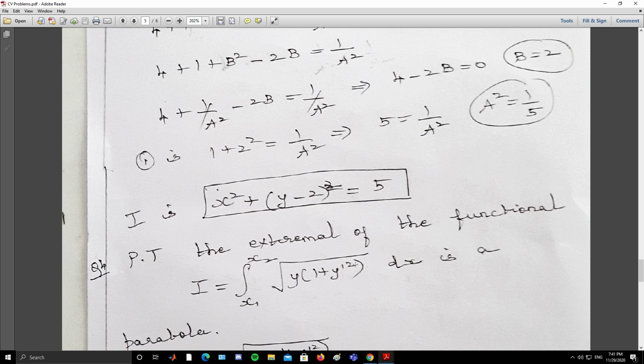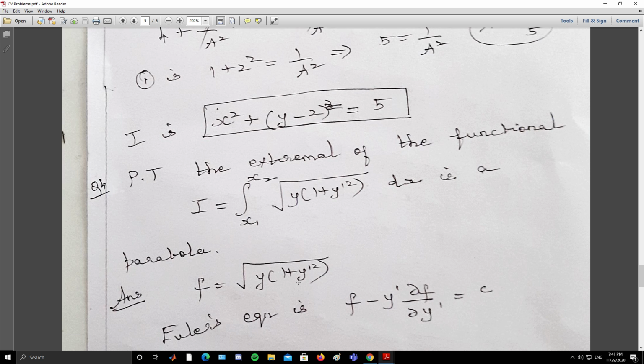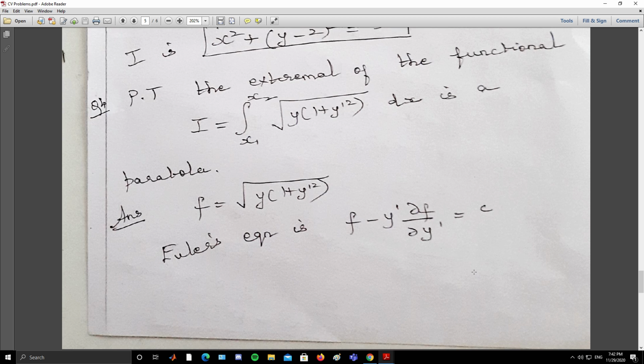Prove that the extremum of the functional I equals integral x1 to x2 root of y into 1 plus y dash square dx is a parabola. So what is here, you have the functional. So what is the function to be integrated? Y into 1 plus y dash square. So it doesn't contain x. So what is it? It is case 5. If it doesn't contain x, you have to use case 5. What is case 5? F minus y dash dou f by dou y dash equals k.